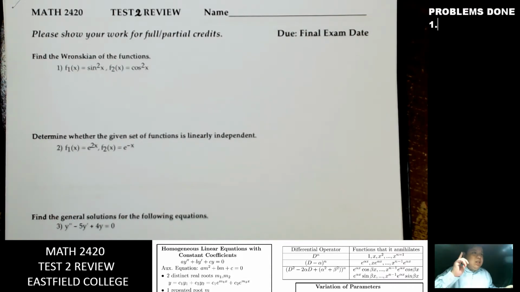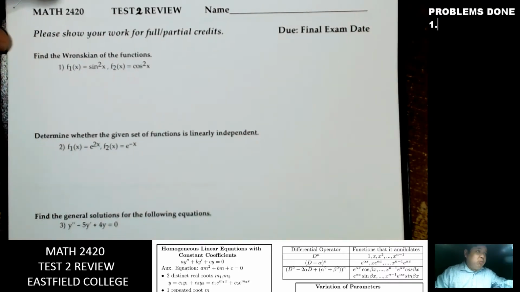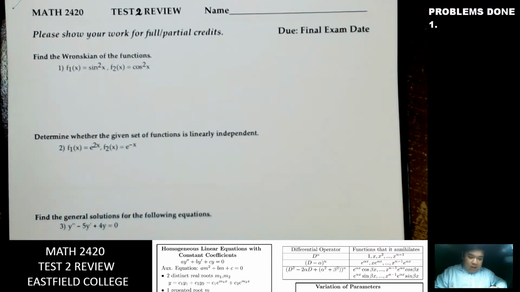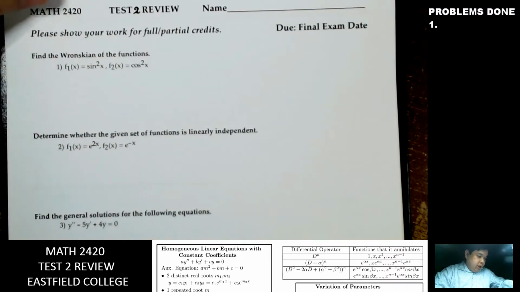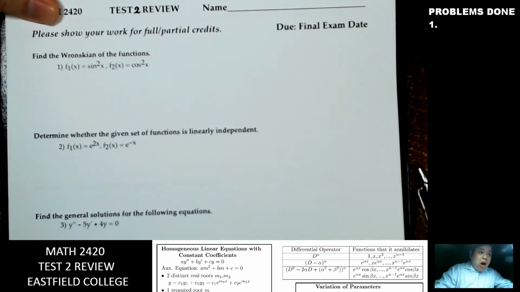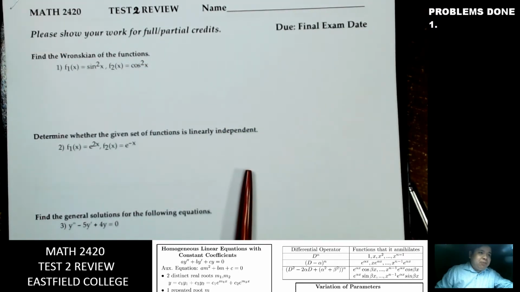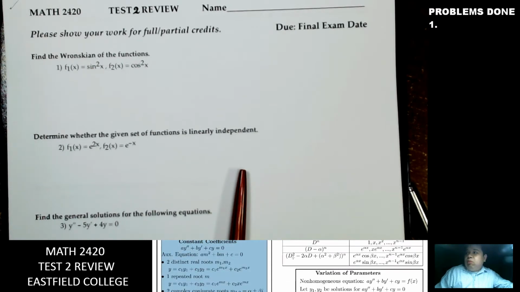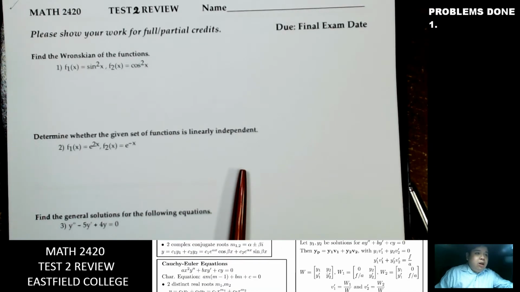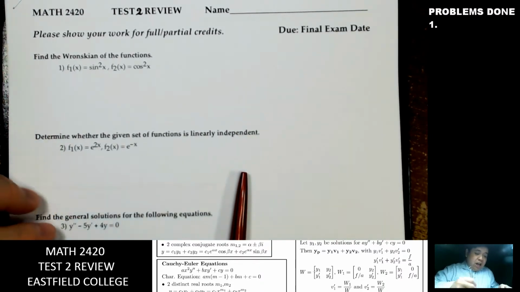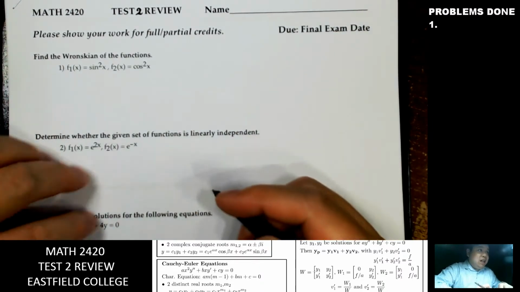I put the list of the questions on the top, so it is kind of like a timestamp, so you can go back and forth to see when we did certain problems. Anyway, the first one, Wronskian. The Wronskian is pretty much that, just to show that the set of functions is linearly independent.